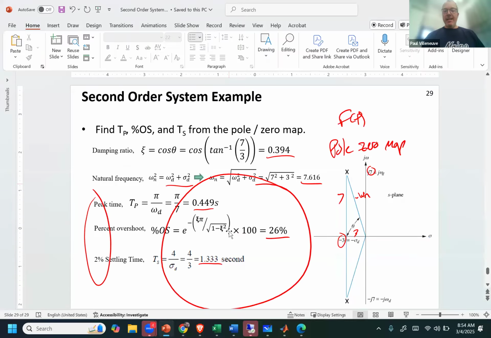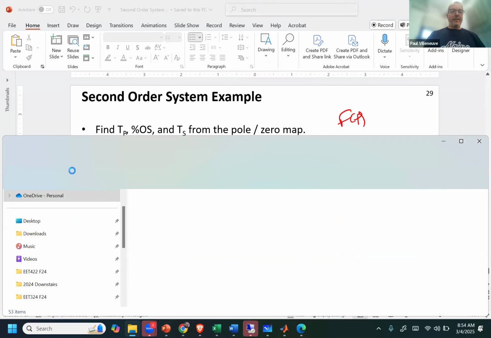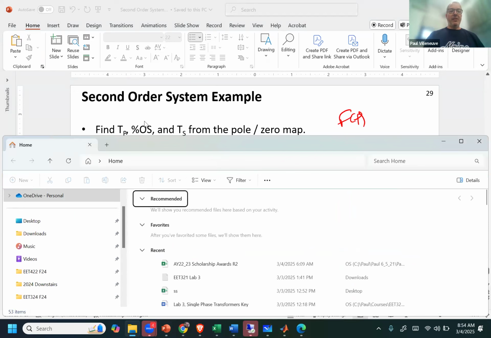Questions on how to do this stuff? Because now you have enough information to do the homework. Let's take a look at the homework, see if I can give you some clues.